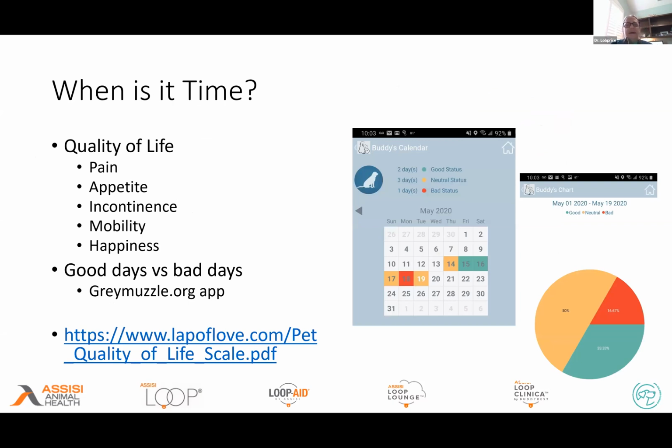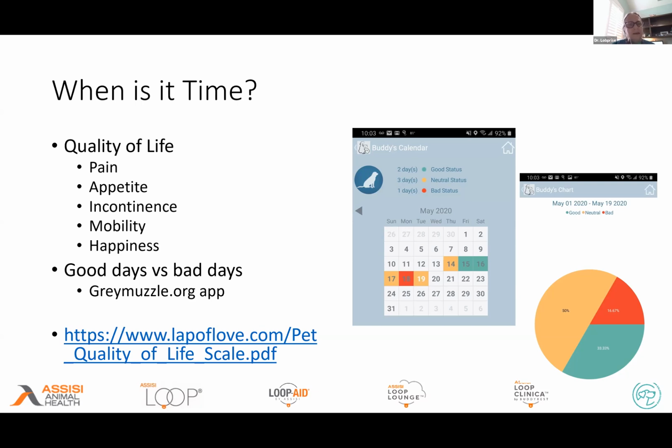As they continue to age, there are always discussions we need to have. We talked about health span. We talked about them being happy, eating and eliminating, and being active without any pain. So when that lifespan is good, we have good quality of life. But when we need to see what's going on, there are several really good quality of life scales. One at the bottom of the page shows the Lap of Love quality of life scale.